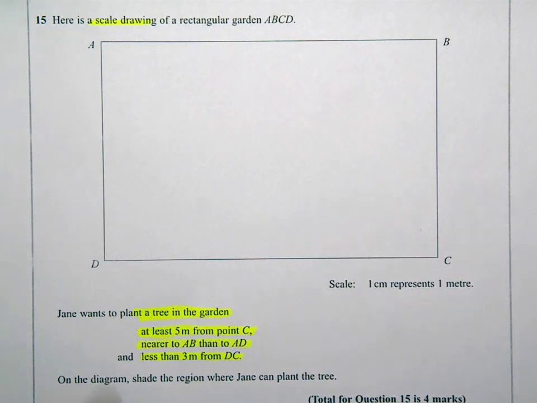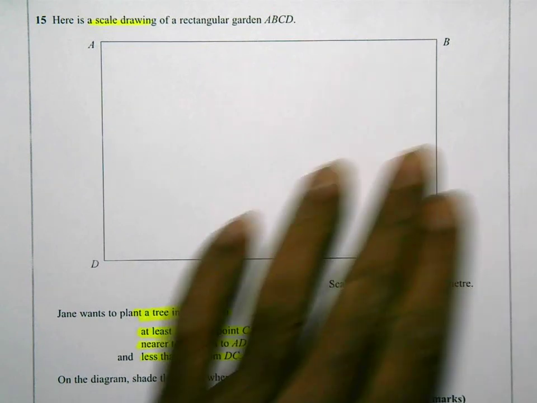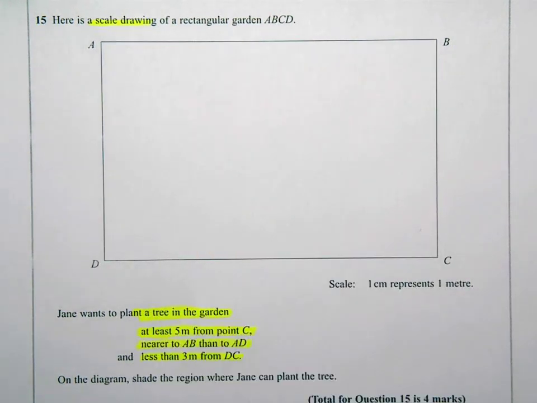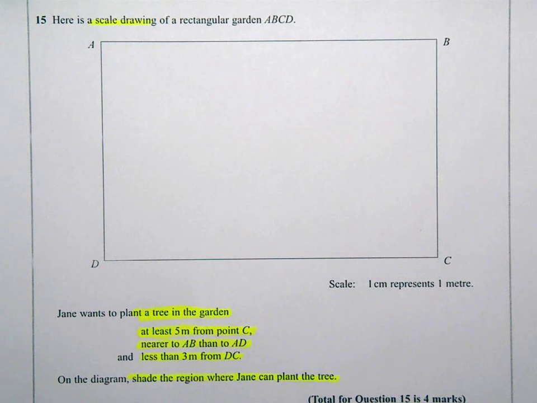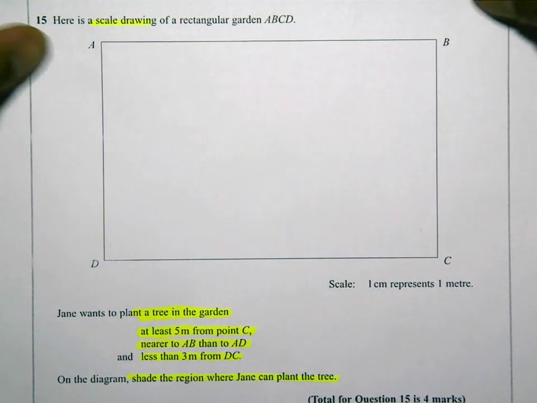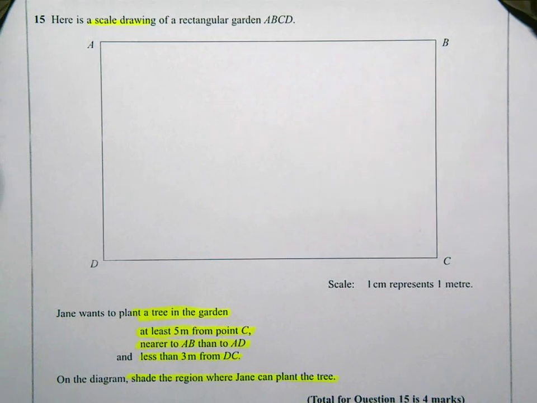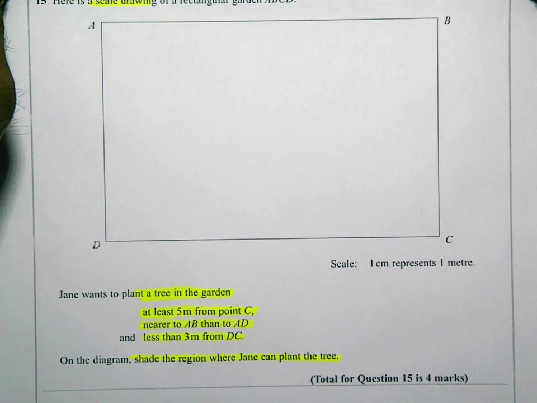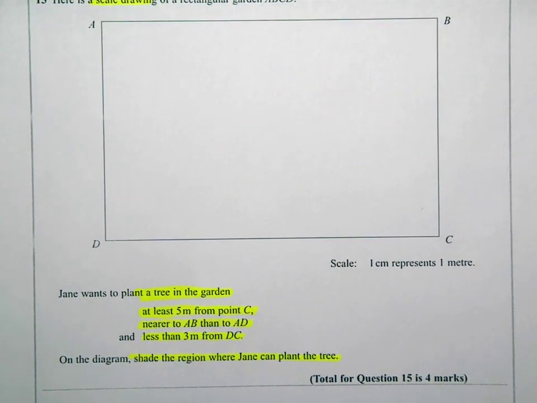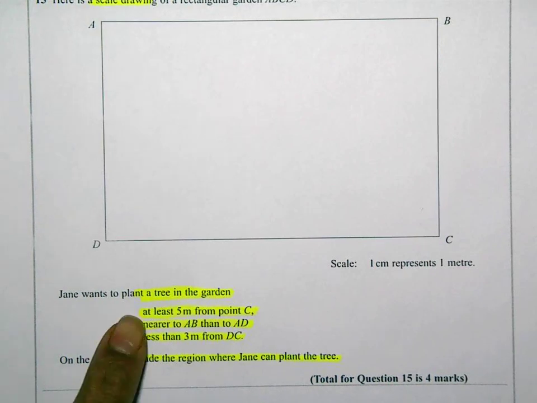For each of these 3 conditions, I'm going to draw constructions or shapes on the diagram, and then at the very end the question says, on the diagram shade the region where Jane can plant the tree. So at the end I need to shade that in. This question is worth 4 marks, so in order to get the full marks I need to do all 4 of those things: each of the 3 constructions and then shade in the region.